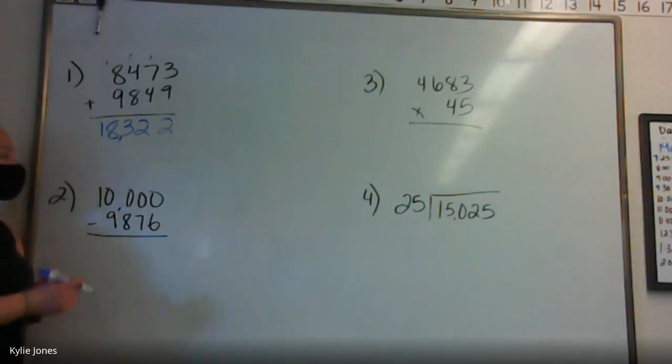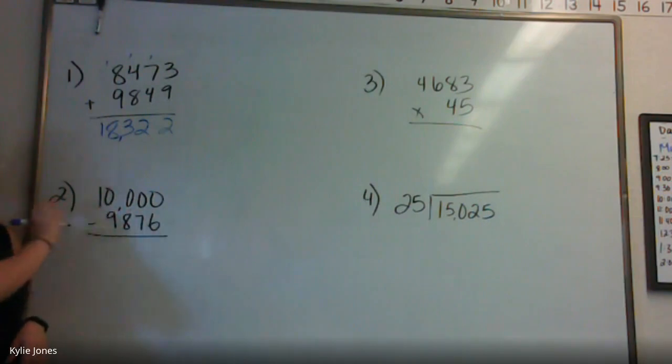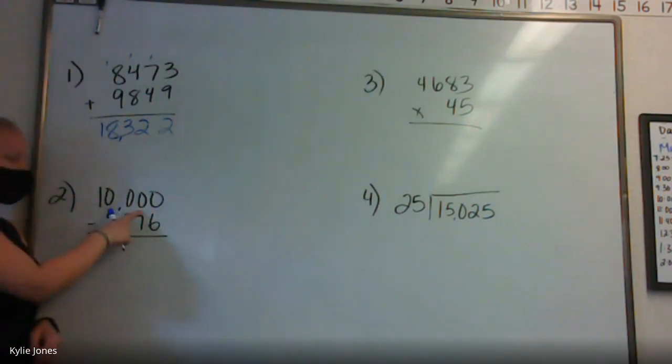Number 2, subtracting. This is a lot of zeros. We have to do a lot of borrowing. This is why I did it, so that we had to borrow a lot. Can I take from a 0? No. So we have to go all the way to the 1. What does this 1 become?